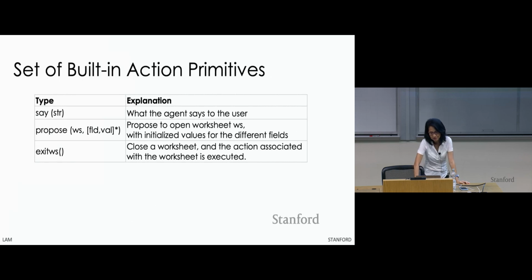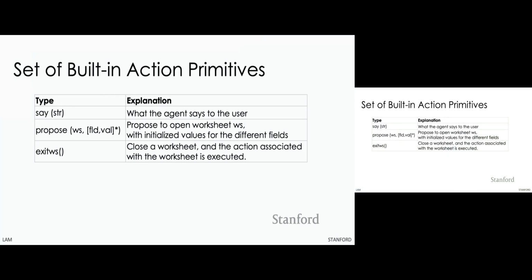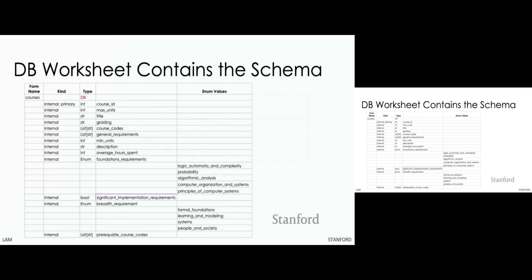And here are some functions. You can ask the agent to say something. You can propose a worksheet to be filled, or you can exit the worksheet. So this is a little bit more advanced. I don't know if you're going to see that in the homework. No. Okay, we'll discuss this in more detail. We'll probably stick with the relatively simple stuff. All right. For a database, you have to define the schema, which are all the things that are in the table.